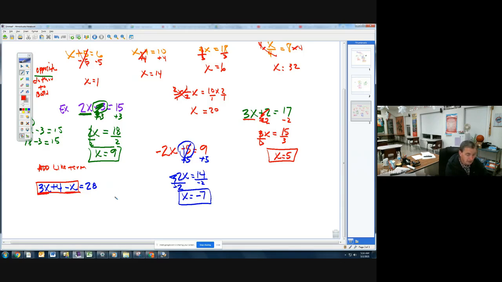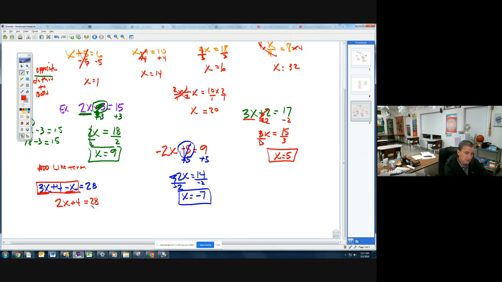Don't get confused about this. I'm not doing the opposite. The only time I do the opposite is when I want to get rid of it and do it to the other side. I have a 3x and I'm subtracting an x from it. They're already on the same side, so I can just put them together as they are. I don't change this to a positive and add it. If I were changing it to a positive, I would have to do it over here and add x over here. But I'm not. I'm just combining on the same side. A 3x minus an x gives me 2x plus 4 equals 28.